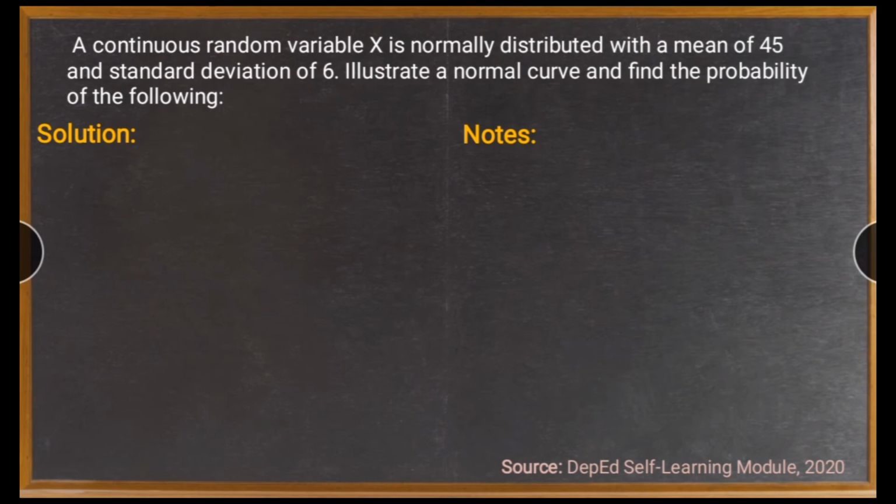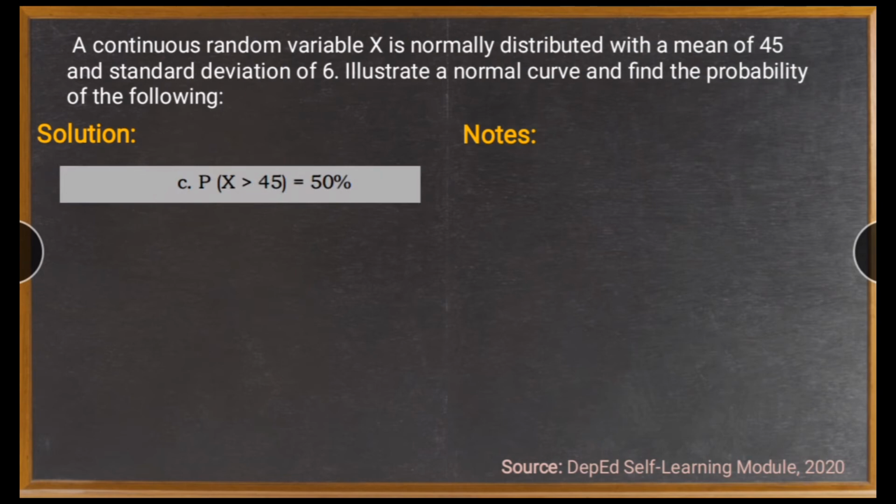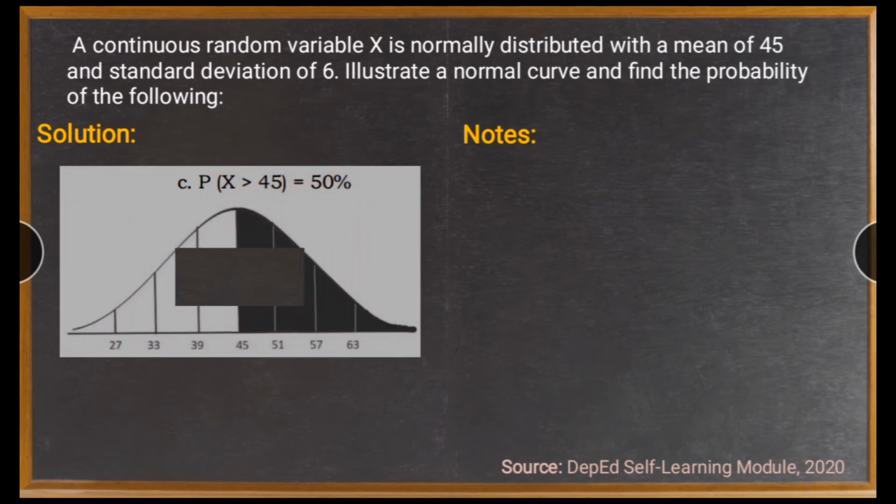Okay, let's have another one so that you will have a practice, for your mastery. This is the given: x must be greater than 45. So the area must be 50%. So this must be the illustration.